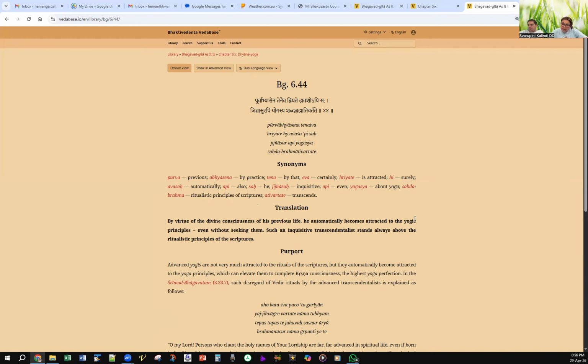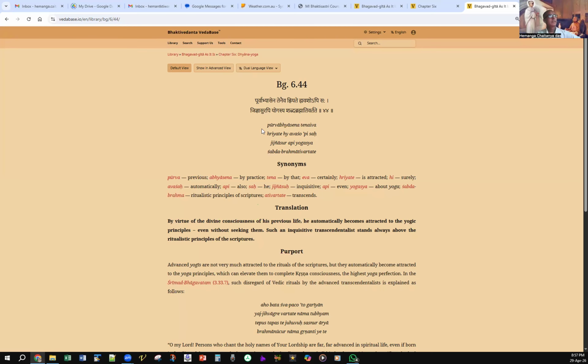By virtue of the divine consciousness of his previous life, he automatically becomes attracted to the yogic principles, even without seeking them. Such an inquisitive transcendentalist stands always above the ritualistic principles of the scriptures.